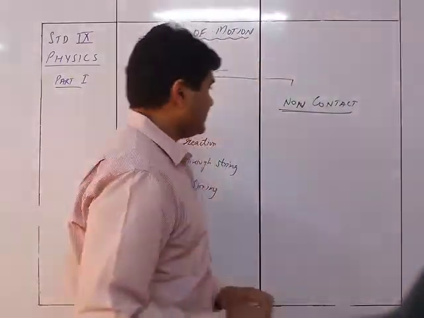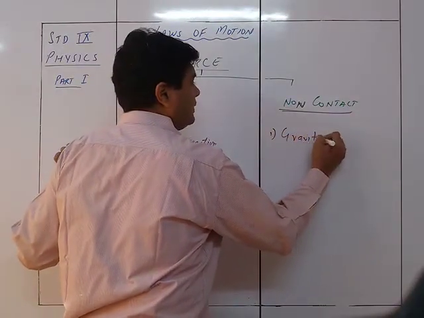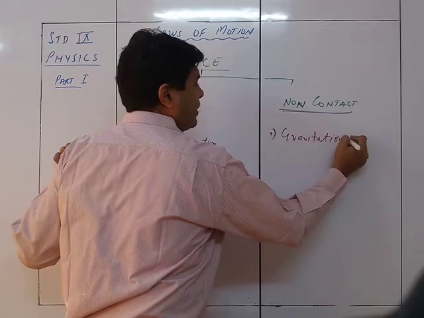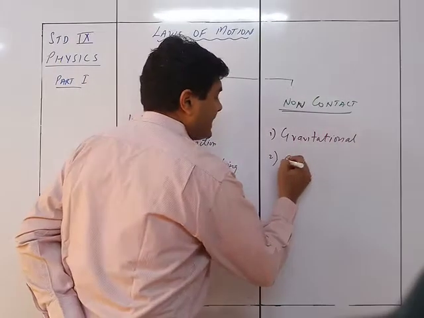So that was the first kind of non-contact force, gravitational force. Now the next kind of non-contact force is the electrostatic force.